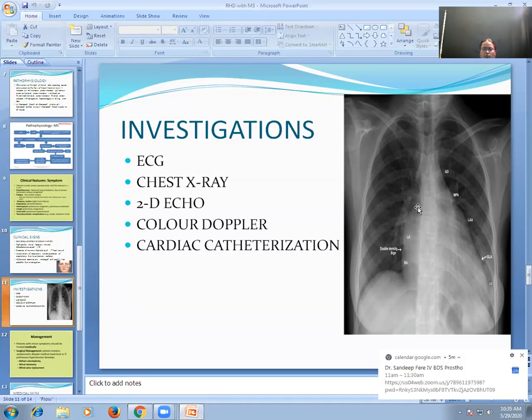And this second shadow, there are two shadows. This is one shadow of the right atrium. This is the second shadow. This second shadow is of the left atrium.